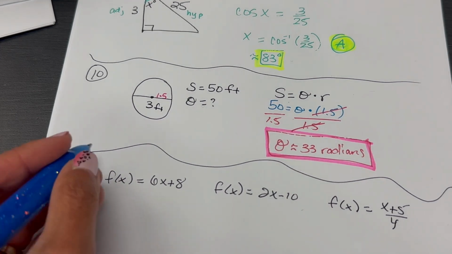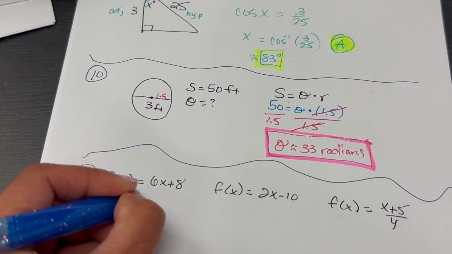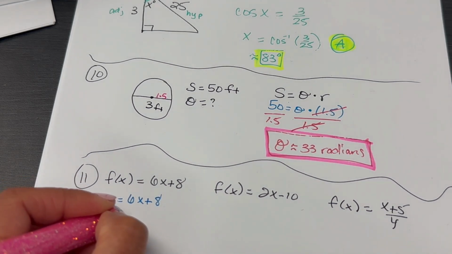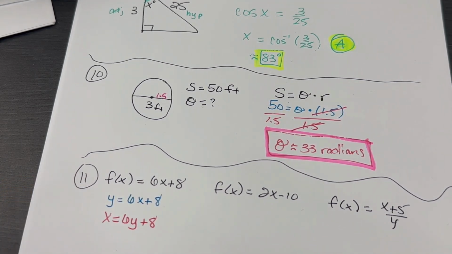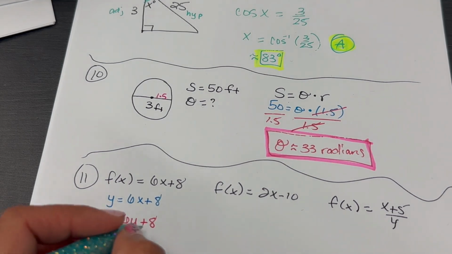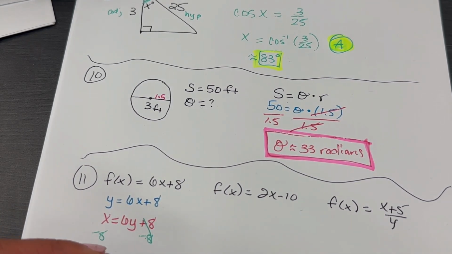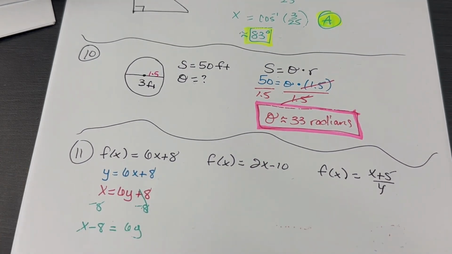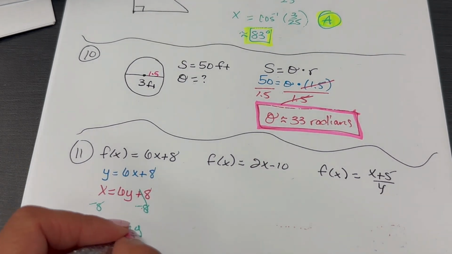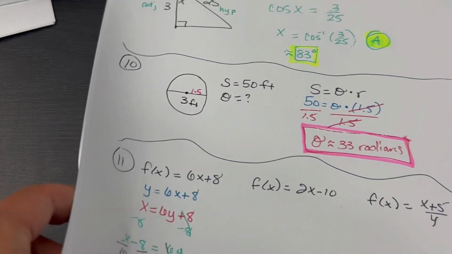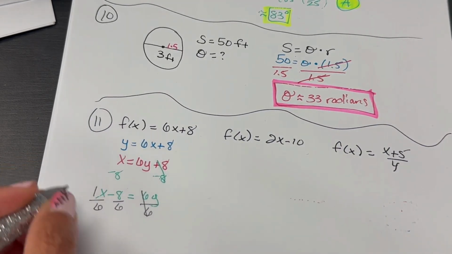Step number 1, change f of x to a y. Step number 2, Freaky Friday. Switch the x and the y's places, solve for y. So that means we need to subtract 8 first. So x minus 8 equals 6y, and then we need to divide both sides by 6, but I like to divide everything by 6 individually. And when there's no number in front of a letter, you assume it to be a 1.